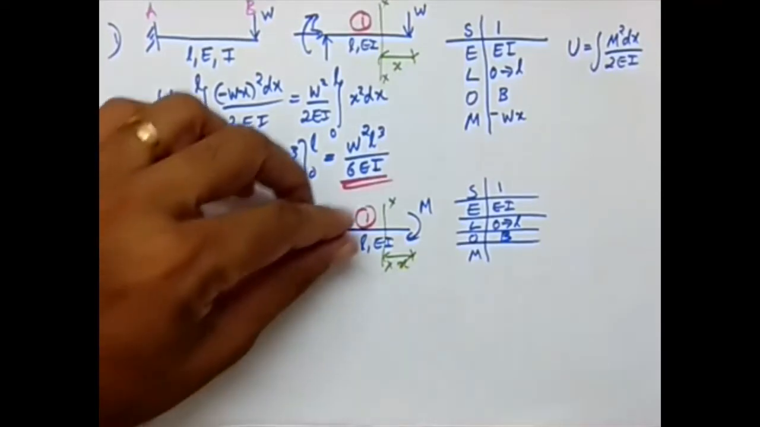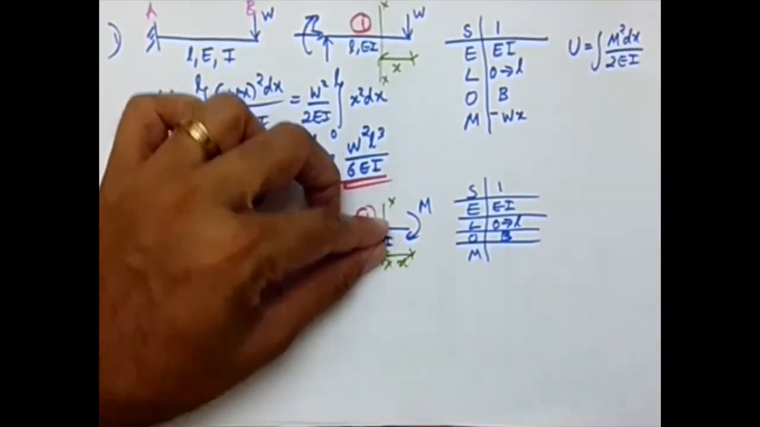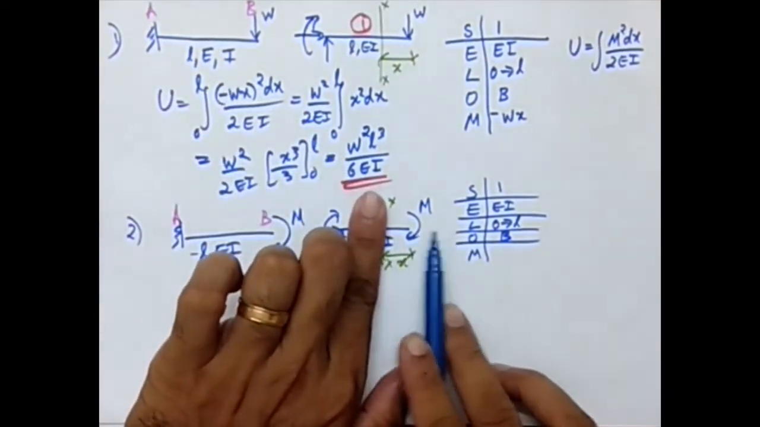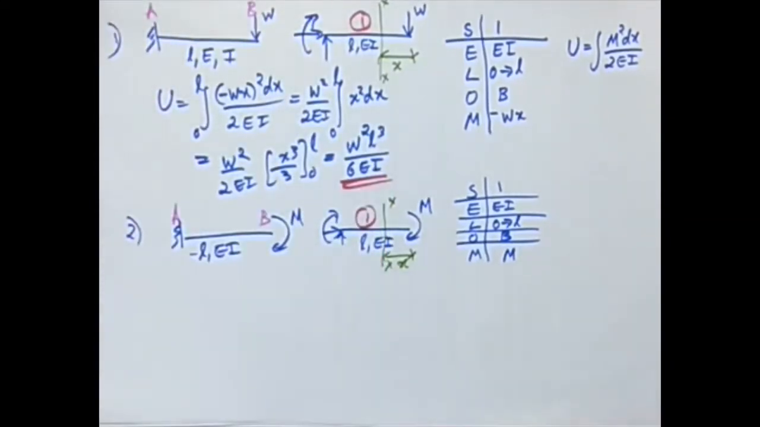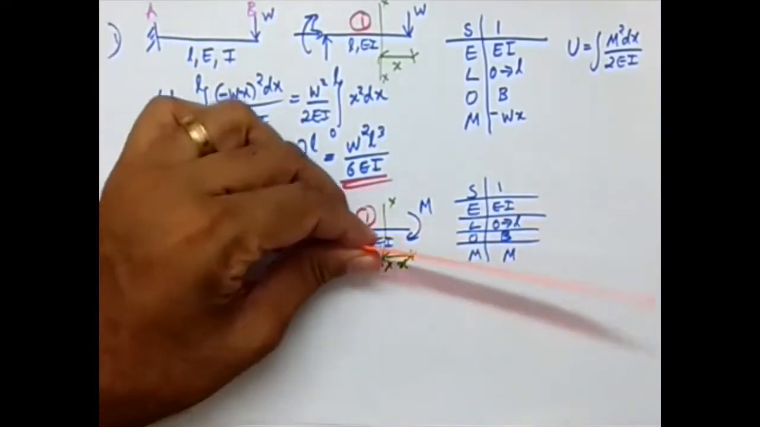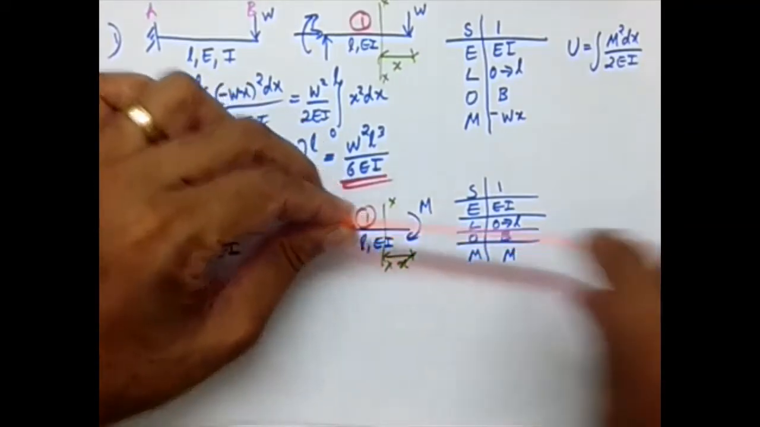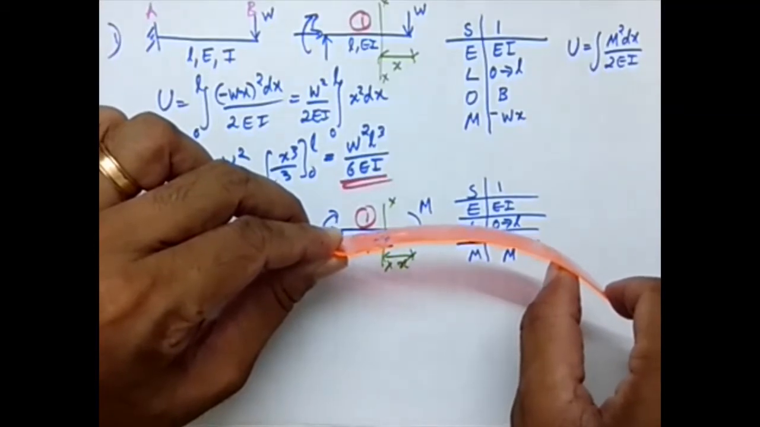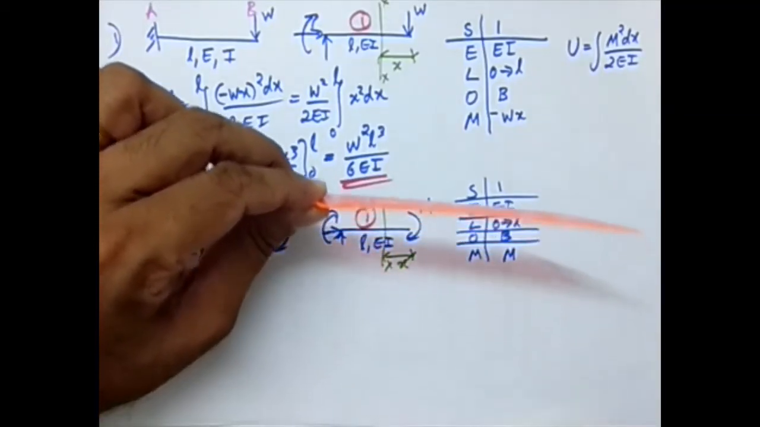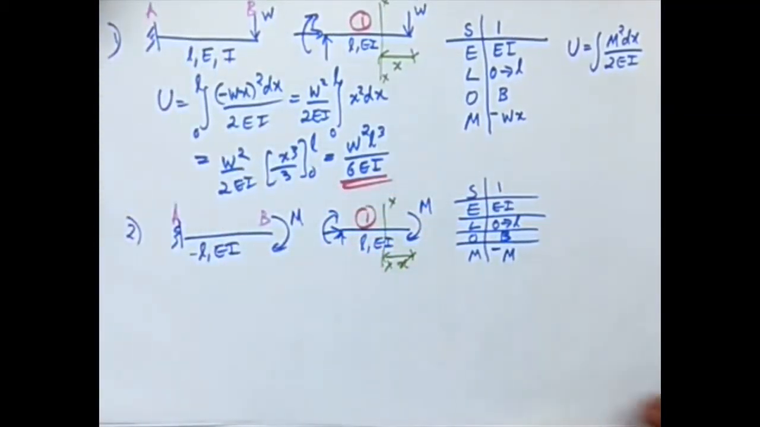So if I consider the moment here, looking to the right, the magnitude is M. Now I need to check whether it is sagging or hogging. So I fixed at this point, and now I'm applying a moment like this. It is bending in the hogging direction, so this value is basically negative.